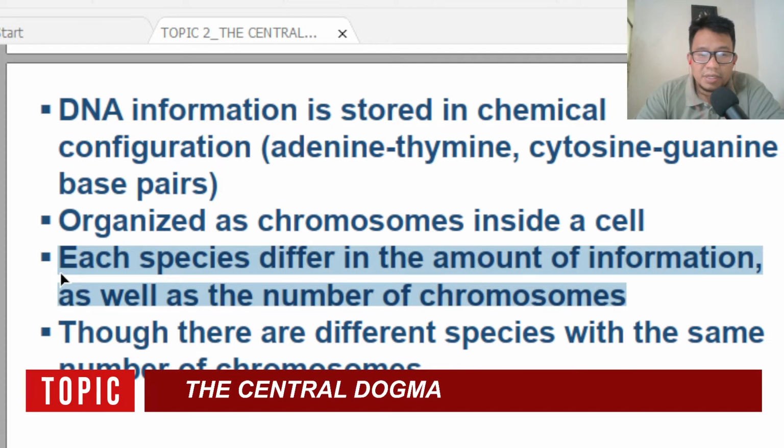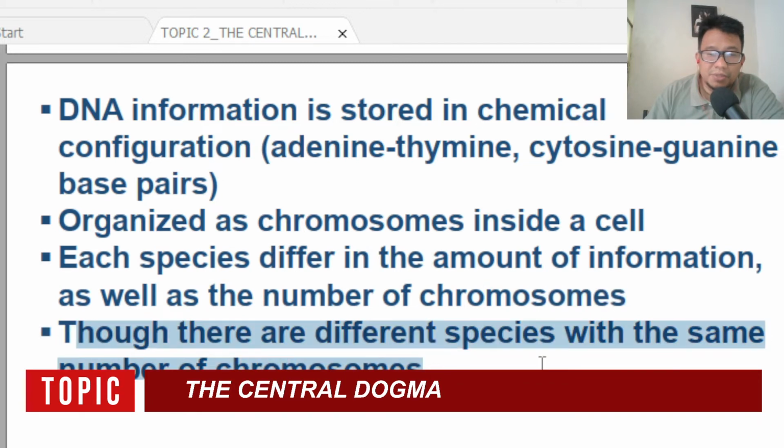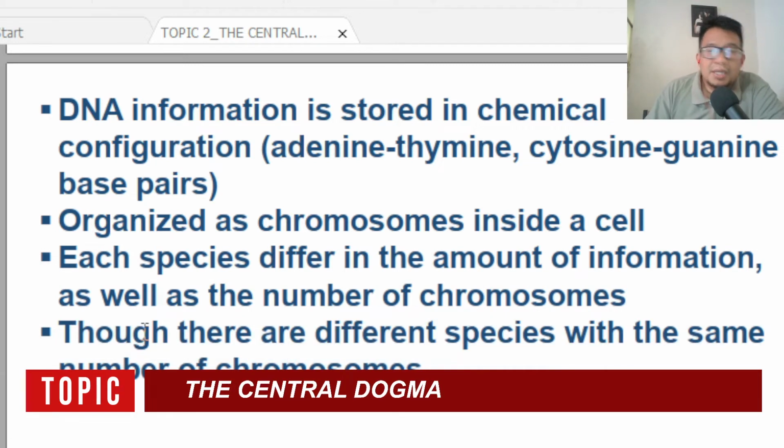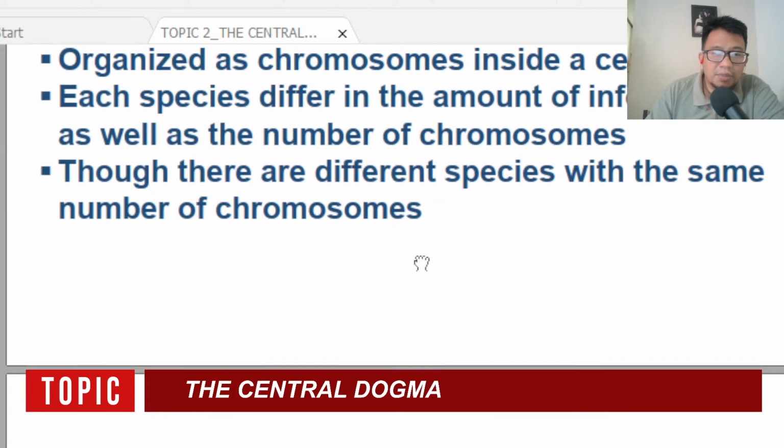There are also different species with the same number of chromosomes. So it's no surprise that in the living world there are organisms that have 23 pairs of chromosomes, just like humans. Does it mean that they are also humans? The answer is no, because the sequences of the base pairs differ even though the number of chromosomes is the same. The sequences of these base pairs are actually different. So I hope you get that one.